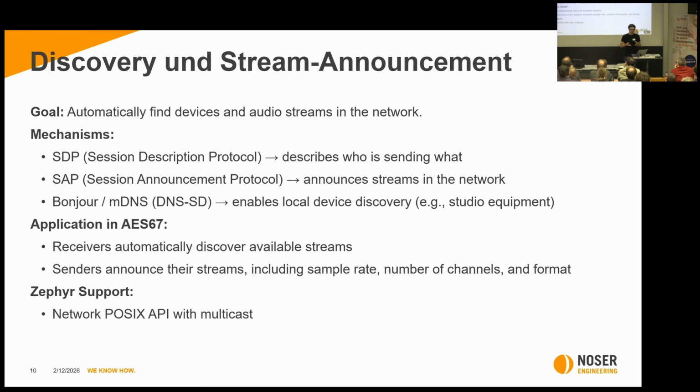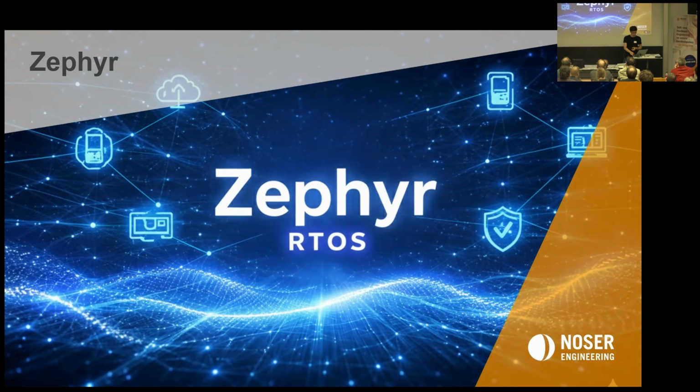So discovery and announcement: there are multiple options regarding this topic. SAP is one of the protocols. SAP adds a little header to the SDP file and distributes it over the network once a second. mDNS, also called Bonjour, well known for discovering printers, can also be used for discovering AES67 devices, also a very simple protocol. In this case, I use the network API over the POSIX standard offered by Zephyr. Well, we are already done. AES67 is explained. This should work.